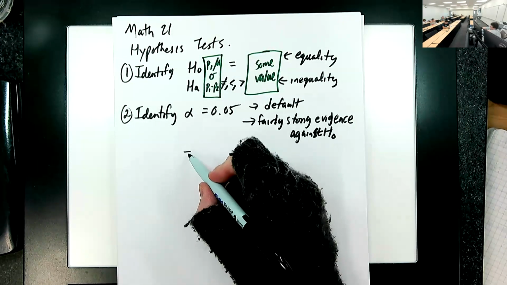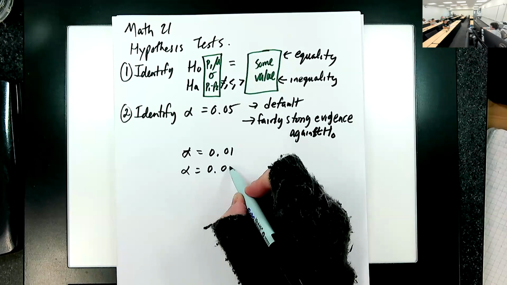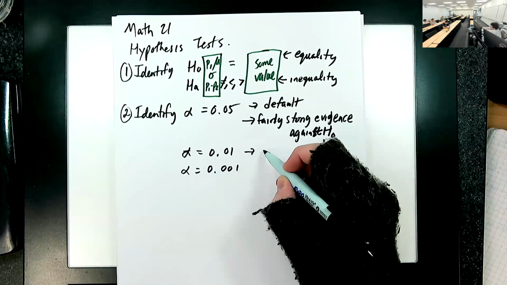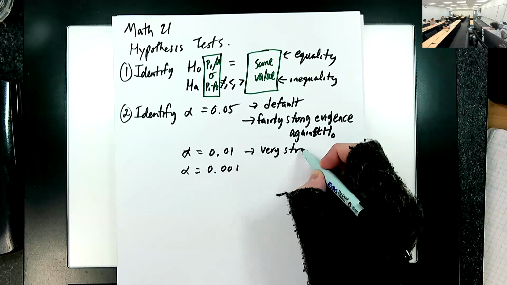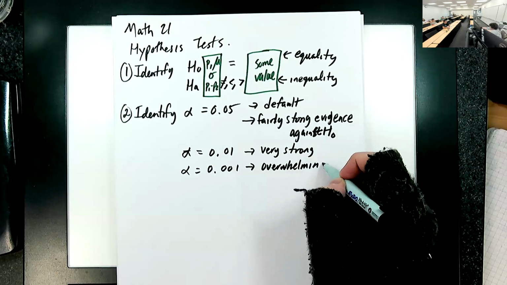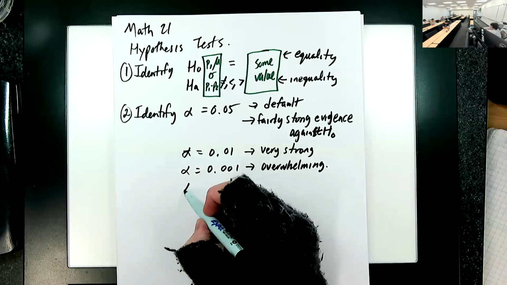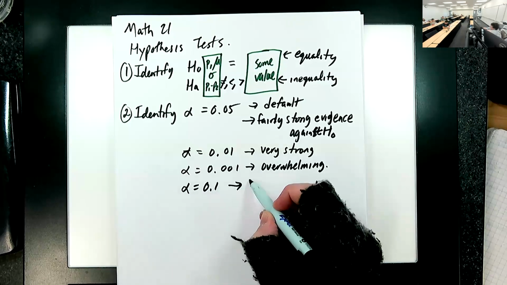Sometimes we want more severe evidence. So alpha equals 0.01 or even 0.001. This is like very strong evidence, and this is like overwhelming evidence. But sometimes we don't care as much. Alpha equals 0.1 is just some evidence.